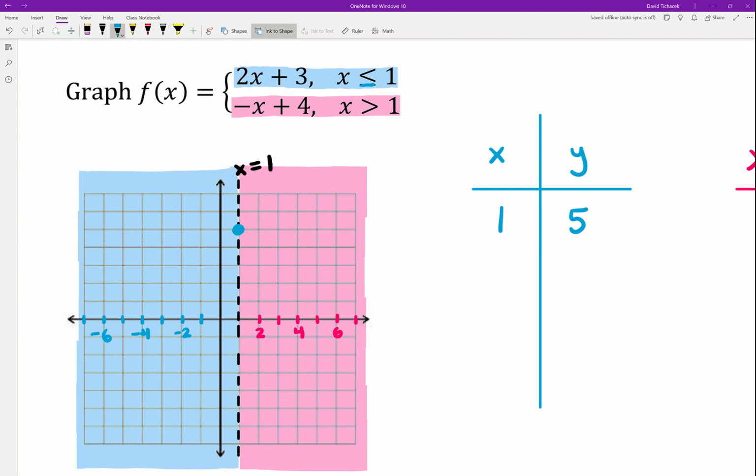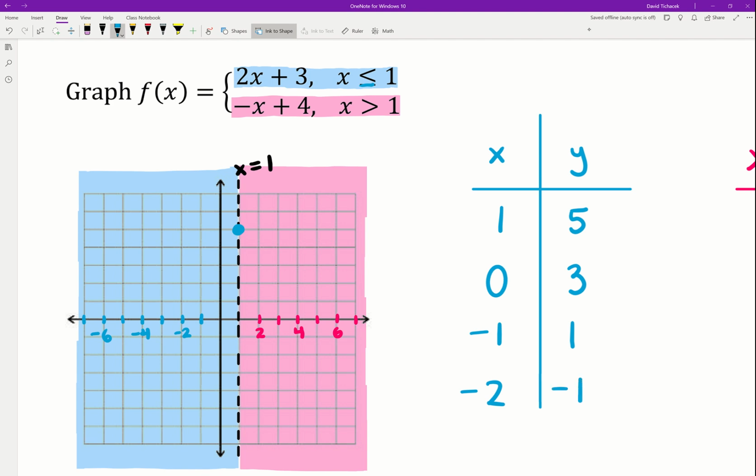And now what I want to do is I just want to go ahead and pick some other input values that live in that region and plug them in and get the corresponding outputs. So 0, how about, let's try that. So 2 times 0 is 0, plus 3 is 3. We could do -1 and -2. If we were to take 2 times -1, that'd be -2. Add 3, that'd be +1. If you were to take -2, plug it into my blue category up there, 2 times -2, that would be -4 plus 3, that gives you -1.